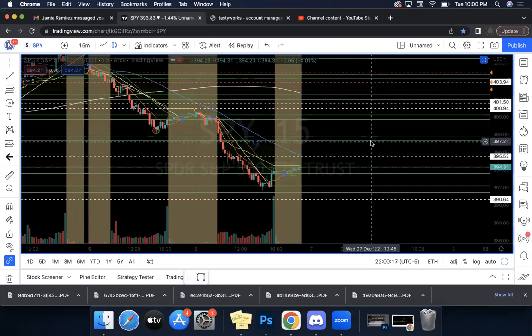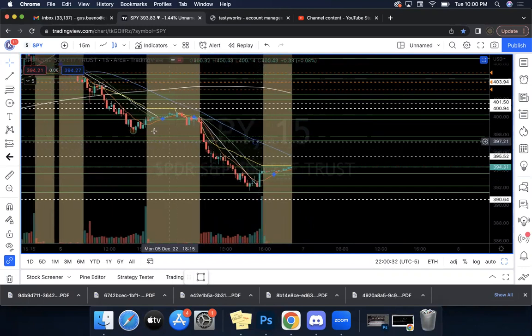And I'm also gonna discuss trend lines as well. So it's gonna be trend lines and tweezer tops and tweezer bottoms discussion on this video. Okay, so we got SPY up, right? So right here is an example of a tweezer bottom.